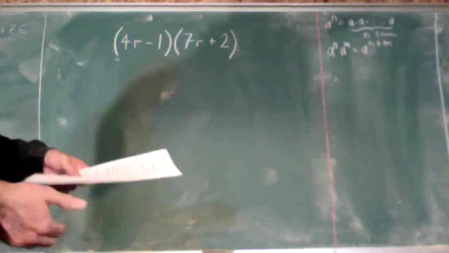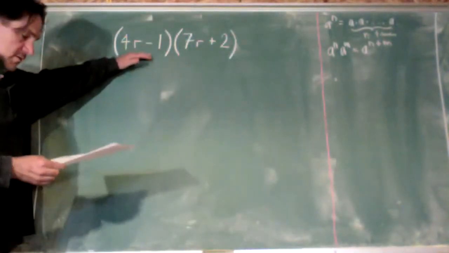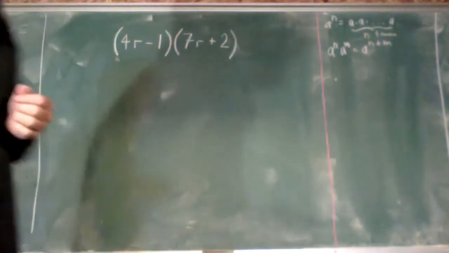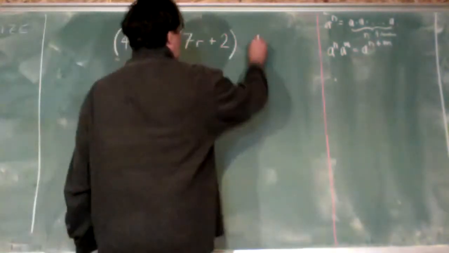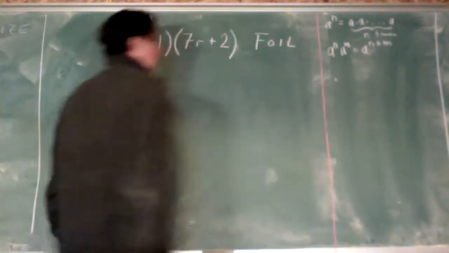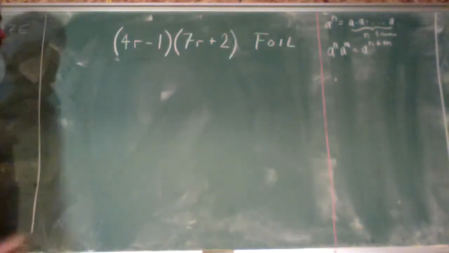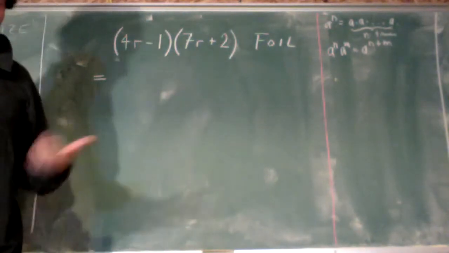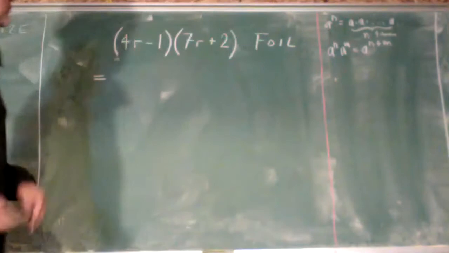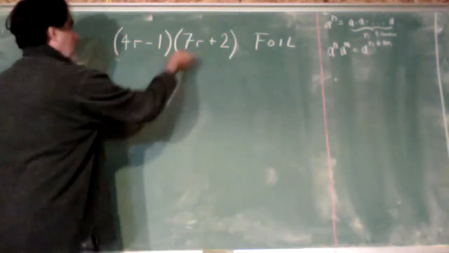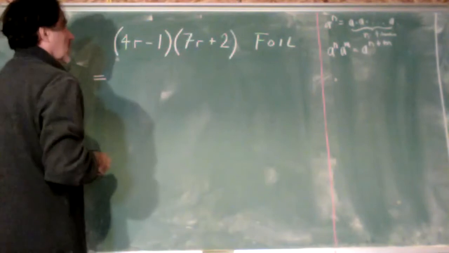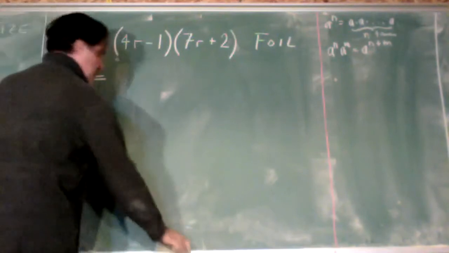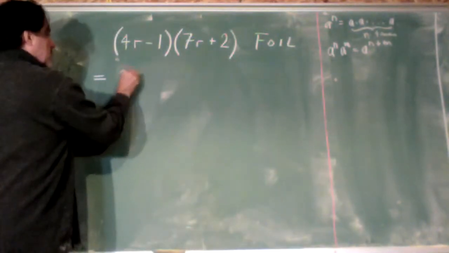Question 4 asks us to find the product. The quantity 4r minus 1 being multiplied by the quantity 7r plus 2. Here we recall our FOIL technique, which we could think of as a double distributivity applied twice. First terms, 4r times 7r, 4 times 7 gives us 28, r squared.